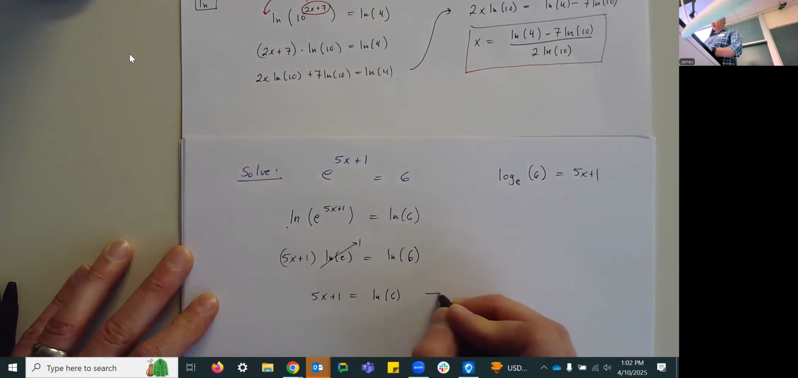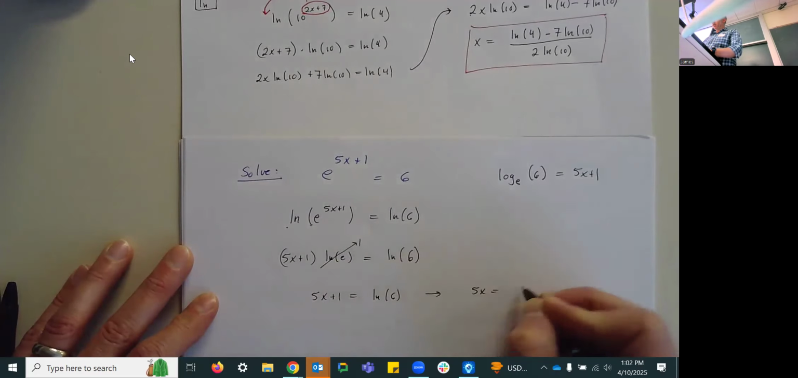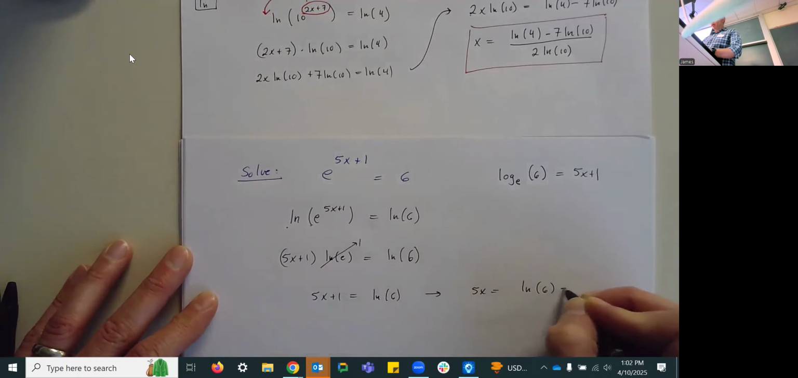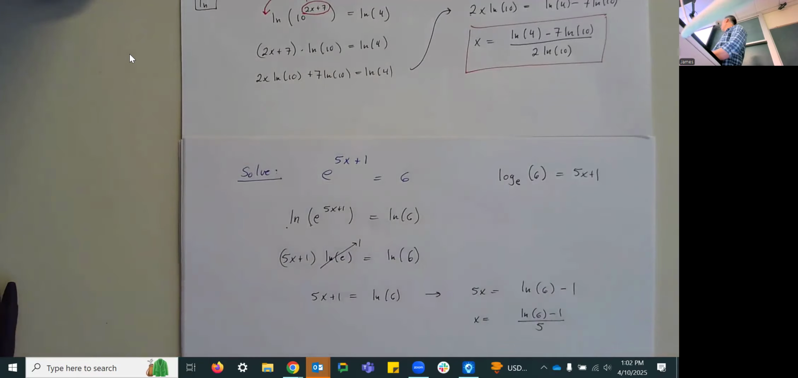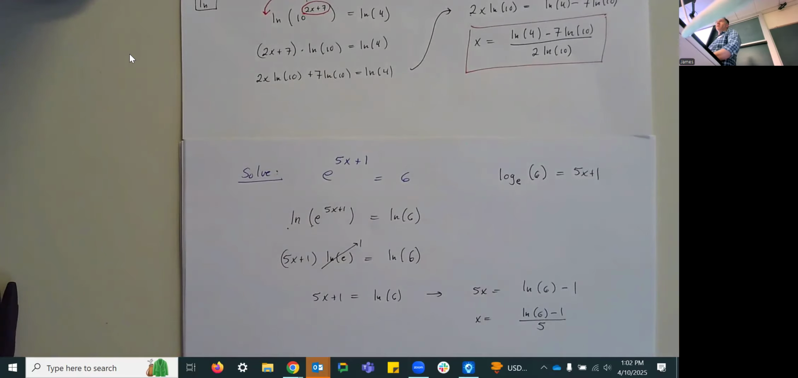So solving this, 5x is equal to the natural log of 6 minus 1, and then x is equal to the natural log of 6 minus 1, all divided by 5. And sadly, this doesn't simplify any further. You can't combine the 6 and the 1 in any useful way. We're just kind of stuck. That's what we've got.